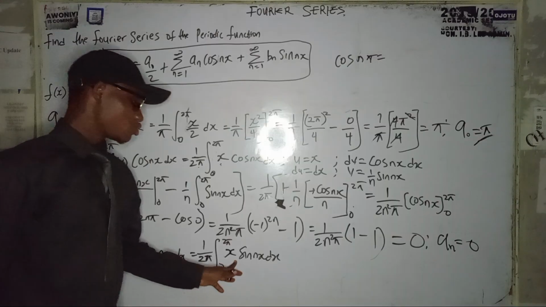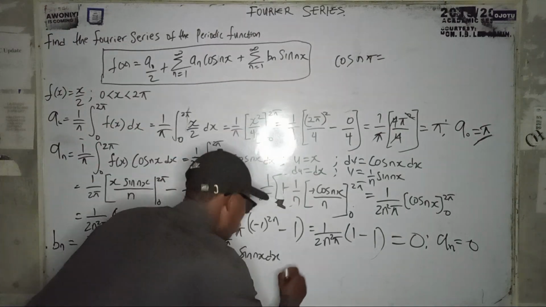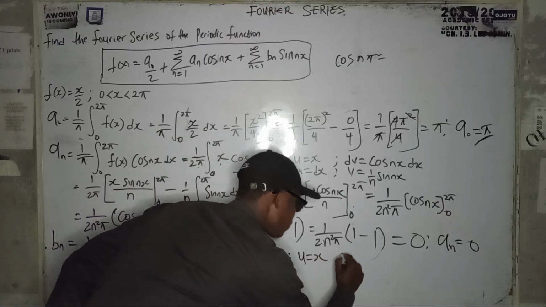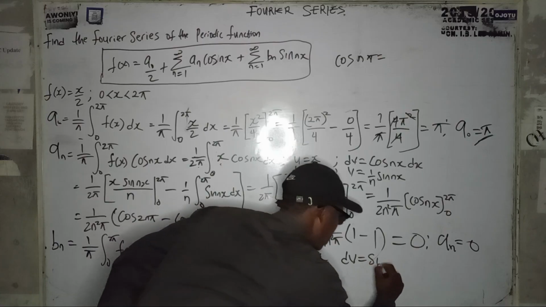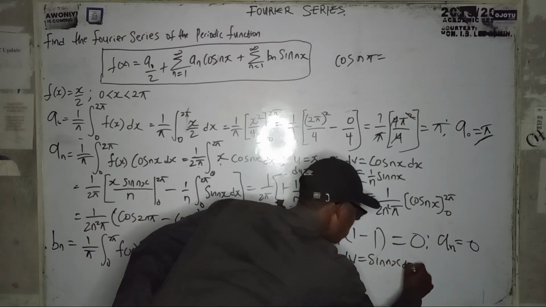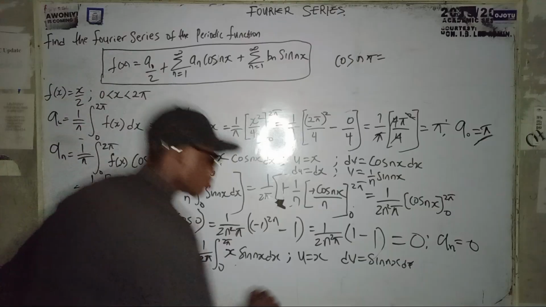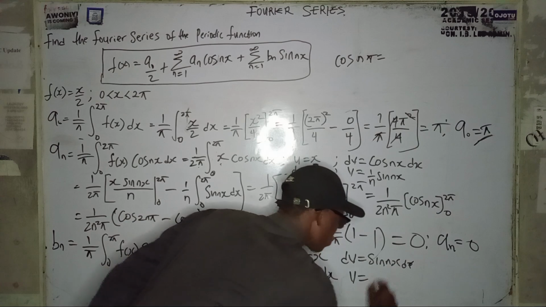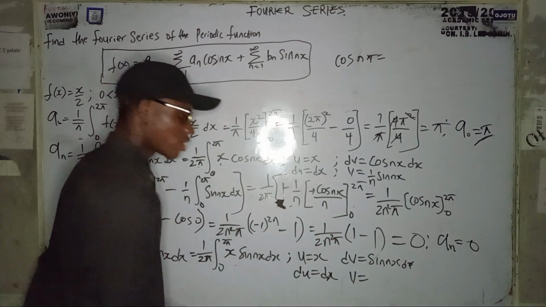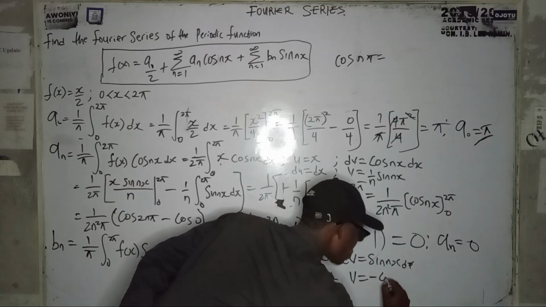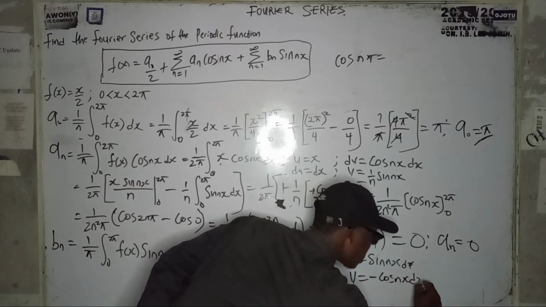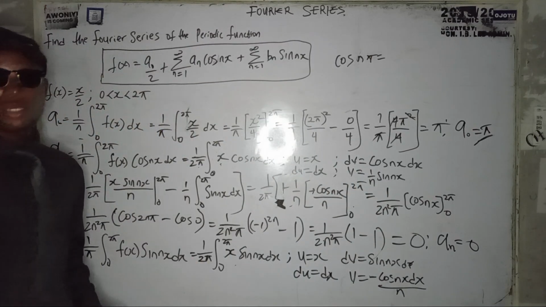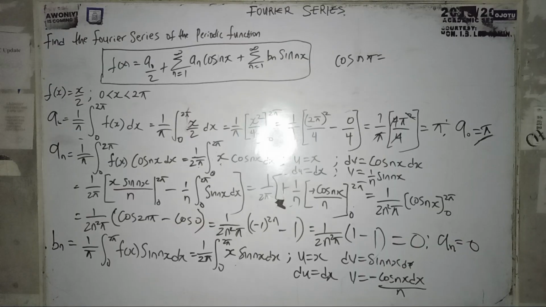So therefore we can use integration by parts. Now u is equal to x, and the dv is equal to sine nx dx, that is this over here. So therefore our du is equal to dx, and our v is equal to, if we integrate this, minus cos nx over n. So now that we have gotten our values, we can just input them using integration by parts.